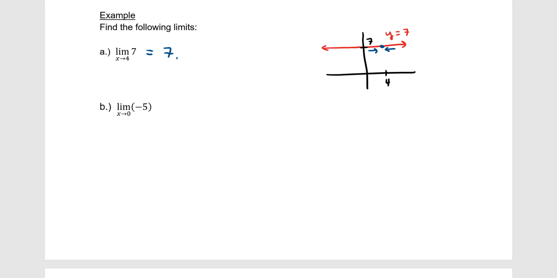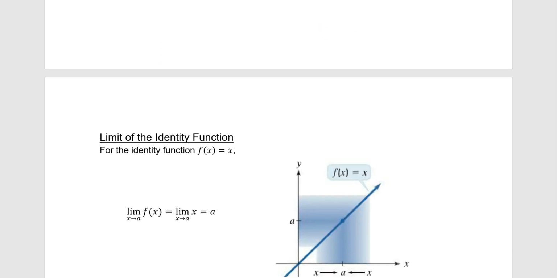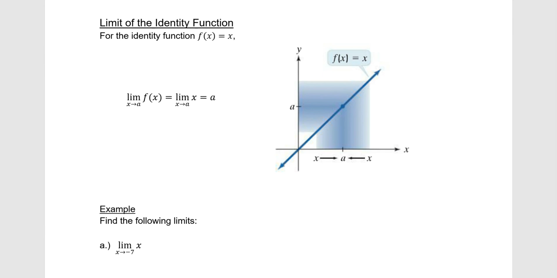Okay, next one, the limit of -5 as x approaches 0. So this answer is just -5. You can draw a graph for that one as well if you want. Okay, so those ones are the easiest one for a constant function. Next, we have the identity function. The identity function is the function f of x equals x, or y equals x.